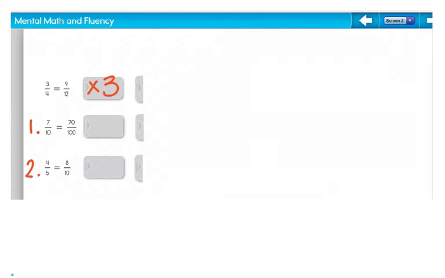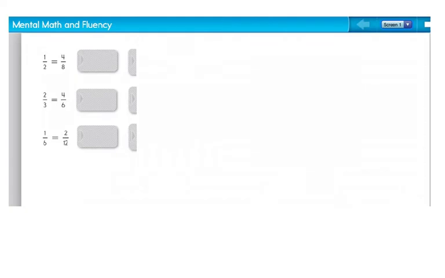All right. Number 1, they multiplied the numerator and denominator by 10. They multiplied the numerator and the denominator by 2. All right, go ahead and erase your whiteboard and let's try a few more.